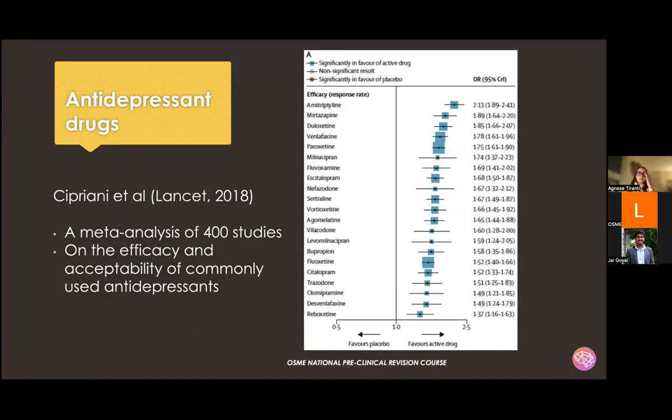So starting from antidepressant drugs, I'm sure you've already seen this paper. It's a seminal paper by Cipriani that was published in The Lancet in 2018. So it was a huge meta-analysis on commonly used antidepressants. It looked at their efficacy, which I've put in this slide, and it also looked at their acceptability, which you can find in the article.